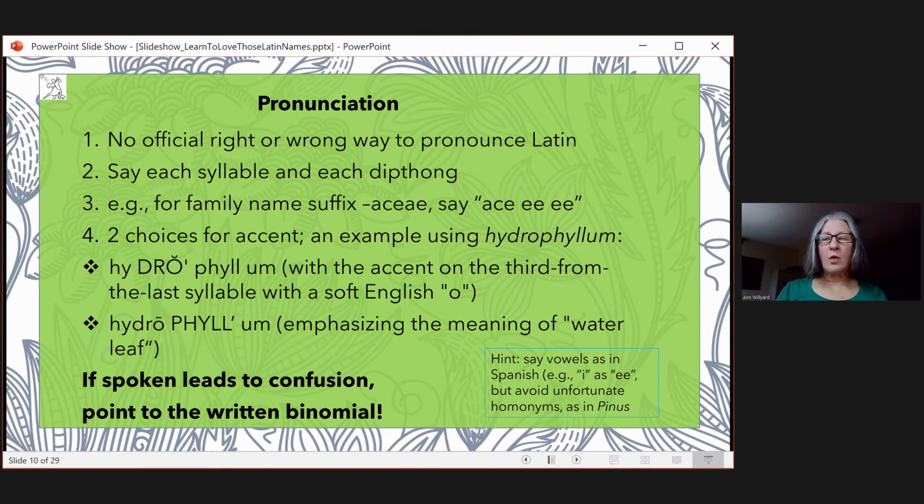Okay, so one of the things that people hate about Latin is that no one knows how to pronounce the names. They're long, and some of them are worse than others. I'm going to reiterate what you probably know: there's no official right or wrong way.